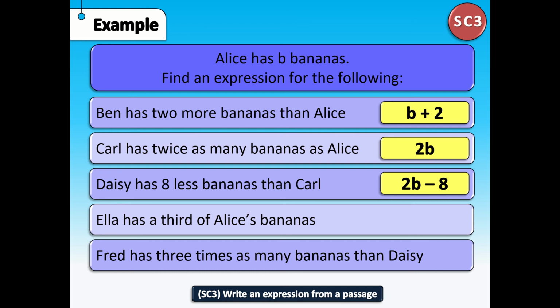Ella has a third of Alice's bananas. That means we divide Alice's bananas by 3. And B divided by 3 is B over 3. Fred has 3 times as many bananas as Daisy. Remember, Daisy has 2B minus 8, so 3 times that would be 3 lots of 2B, which is 6B, and 3 lots of 8, which is 24. So the answer is 6B minus 24.